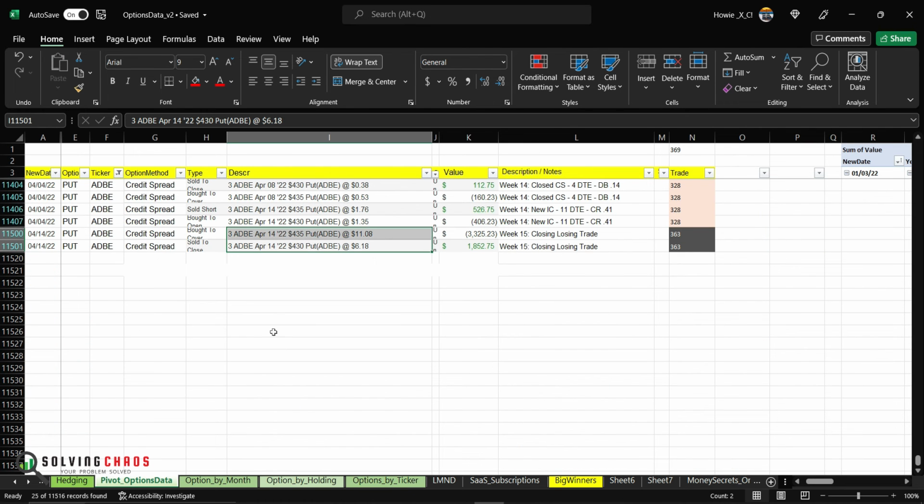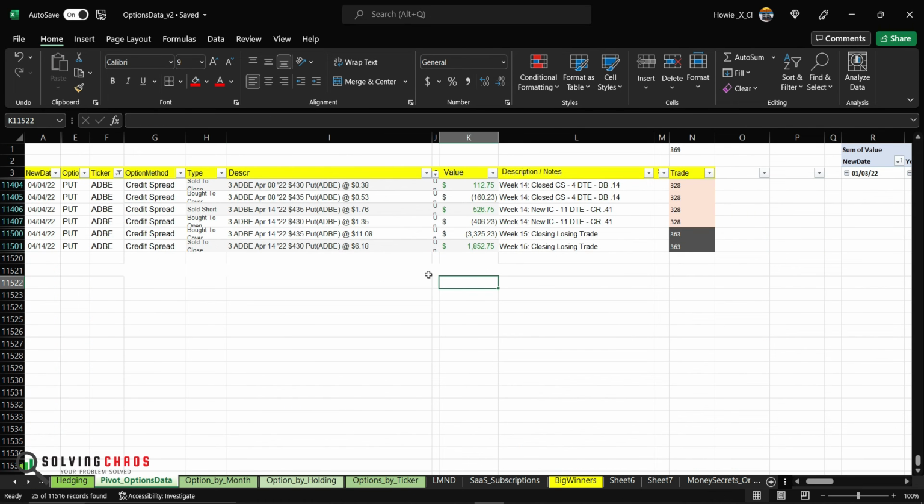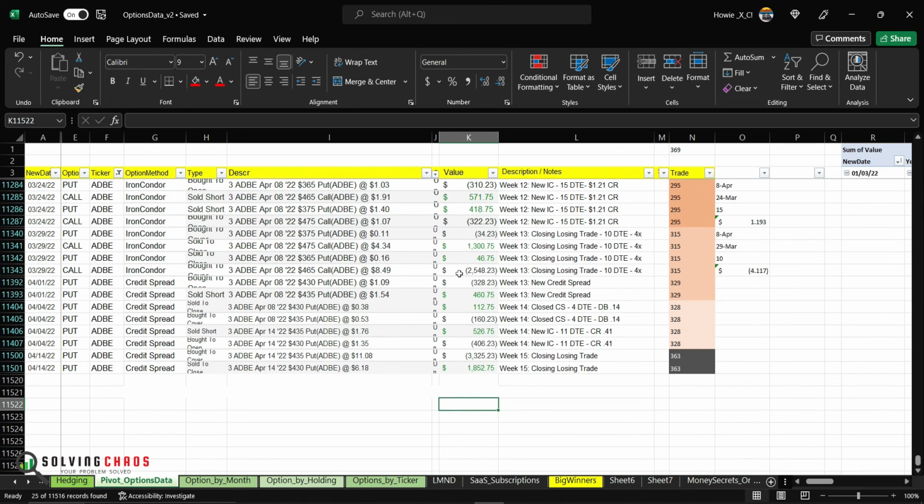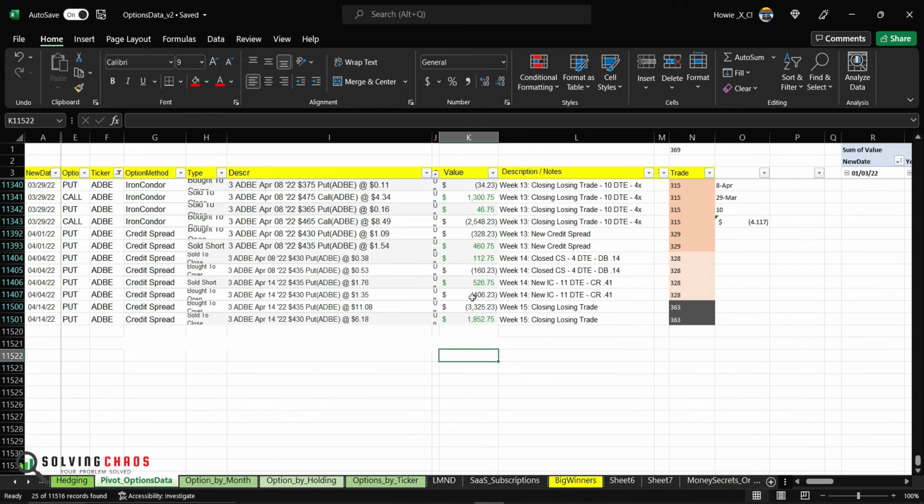Put a filter on Adobe, and this is the losing trade. You see this? I was trying to make some money the previous weeks, and then Adobe basically went against me, and I took a couple of losses. And you can see here, I lost 1,472. I had three contracts. It was a 5 wide. So you can see I almost experienced max loss, which made no sense. I got out of the trade way too late. But this is what happens.